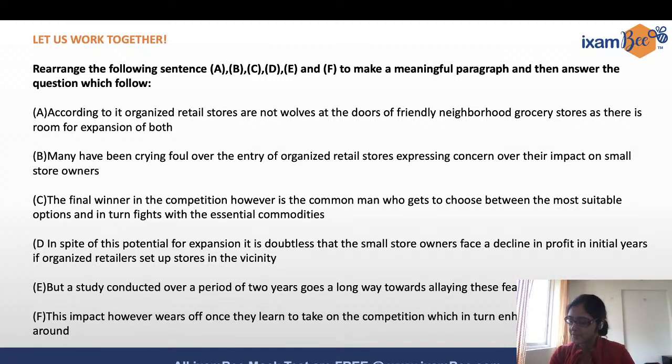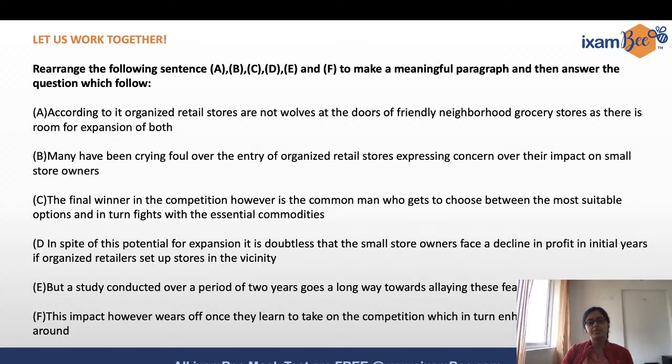Yes, let's read the set of sentences, okay? According to it, organized retail stores are not wolves at the doors of friendly neighborhood grocery stores, as there is room for expansion of both. Many have been crying foul over the entry of organized retail stores, expressing concern over their impact on small store owners. The final winner in the competition, however, is the common man, who gets to choose between the most suitable options and in turn fights with the essential commodities.